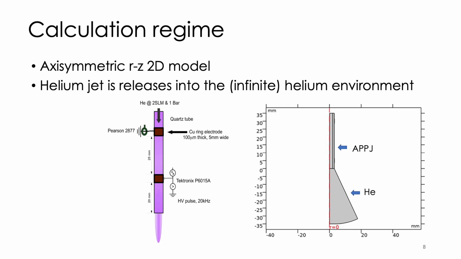We use an axisymmetric 2D model in cylindrical polar coordinates. The geometry is based on the real jet, with copper grounded and powered electrodes here and here. The tube is made of quartz and the helium flows from the top. The jet plume is released into the air atmosphere.